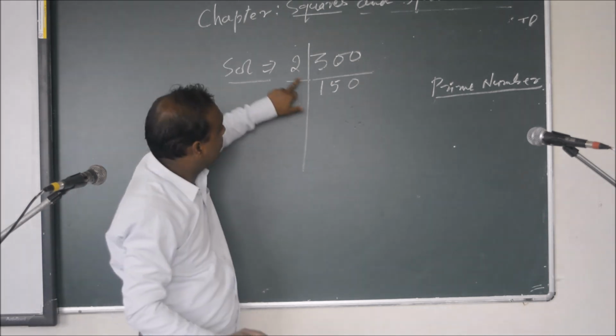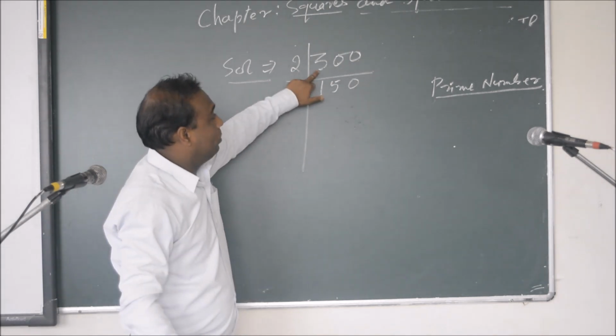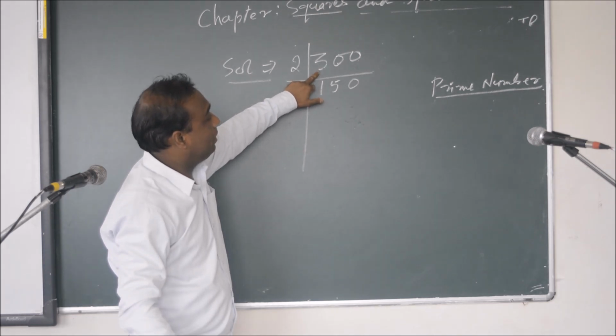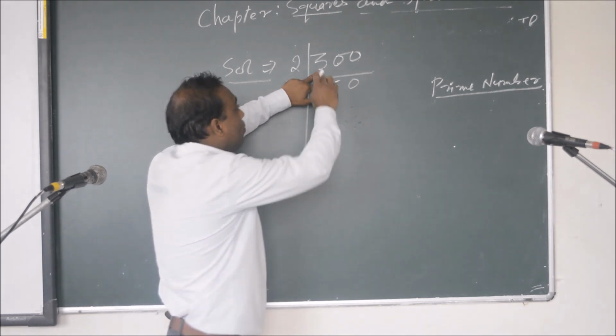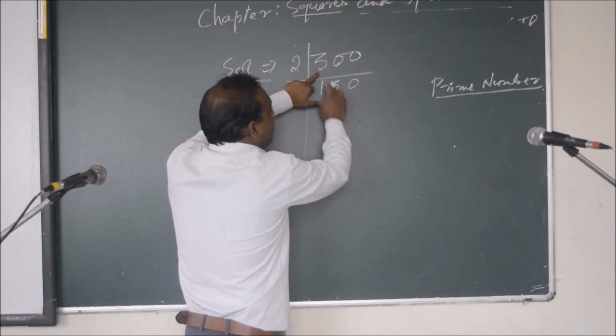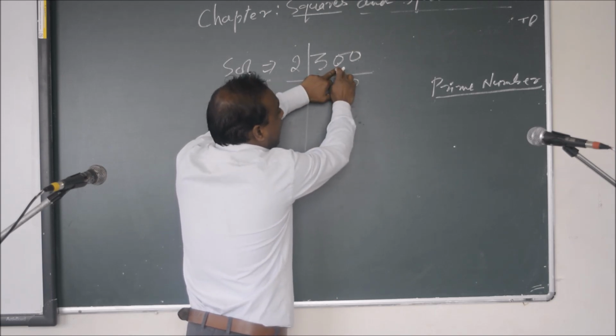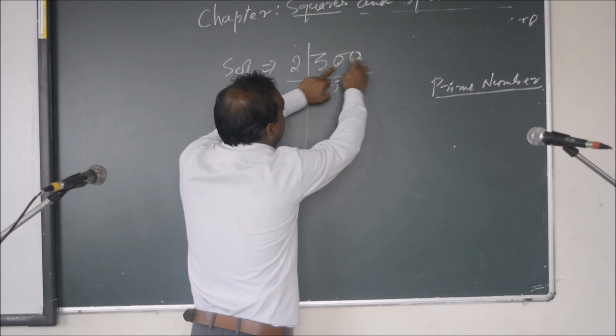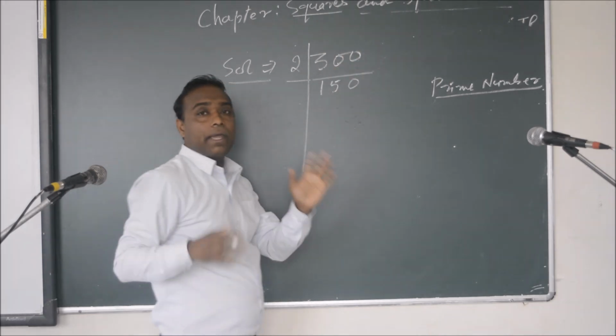Again, 2 1s are 2. In 3, the 2 is already there. Now 1 is remaining, so 1 and 0 make 10. 2 5s are 10. And then 0 is left. 2 zeros are 0. So you can divide like this.